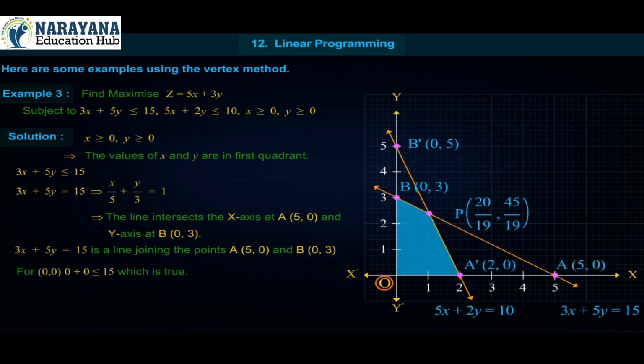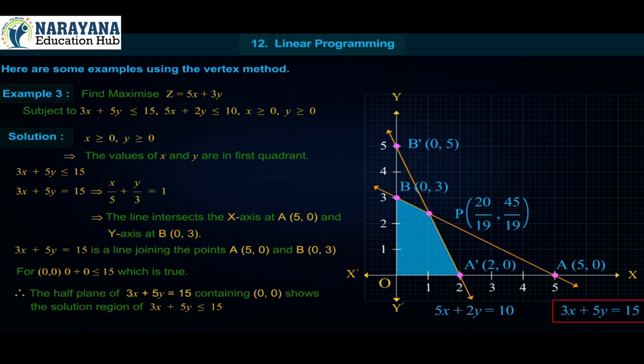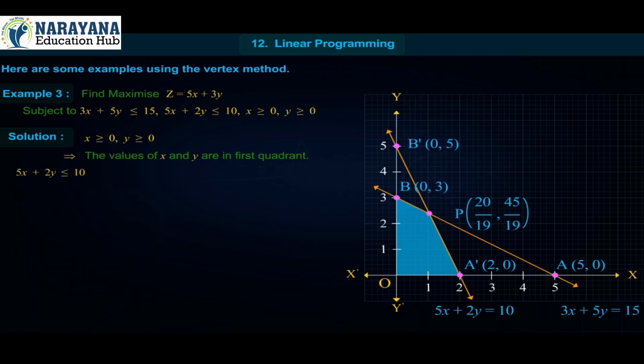Test at (0, 0): 0 plus 0 is less than or equal to 15, which is true. Therefore, the half plane of 3x plus 5y equals 15 containing (0, 0) shows the solution region of 3x plus 5y is less than or equal to 15.